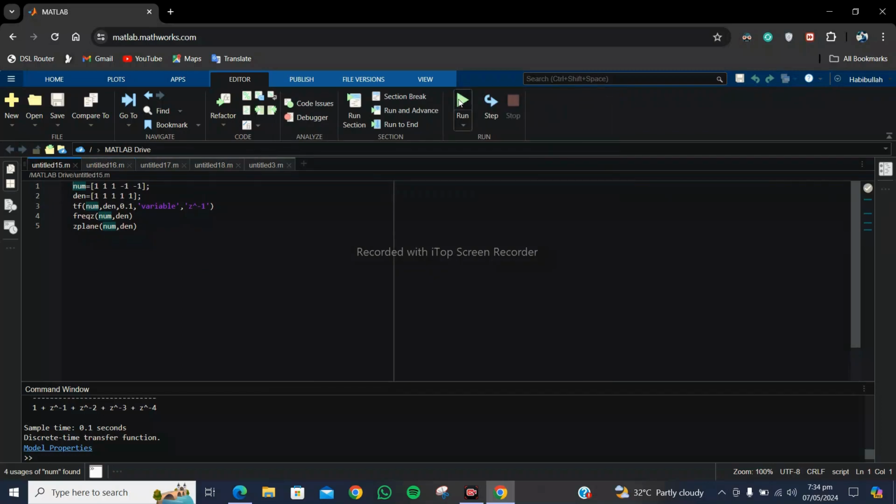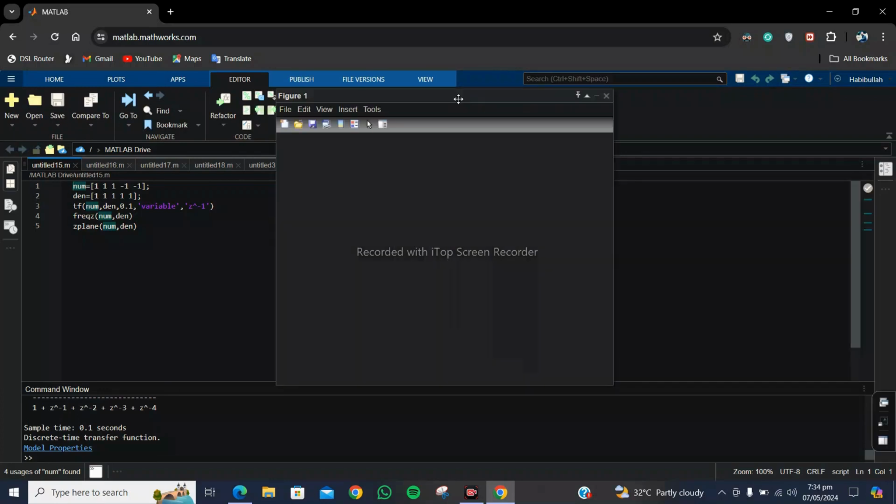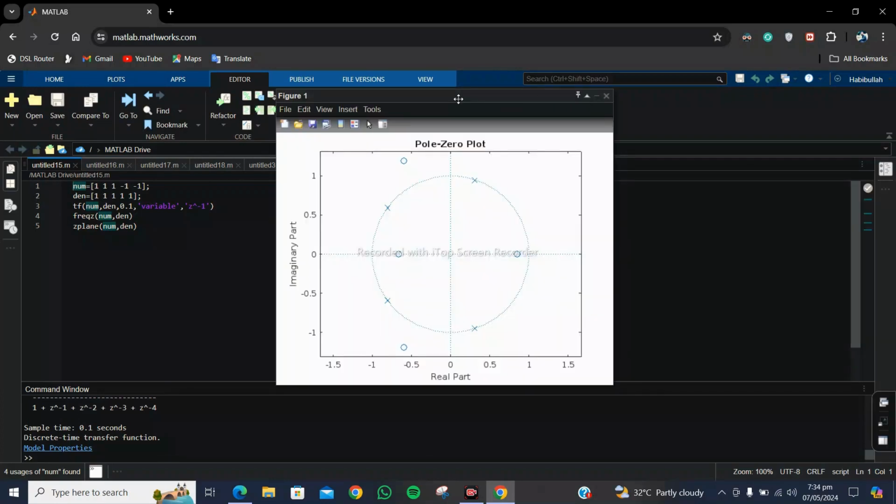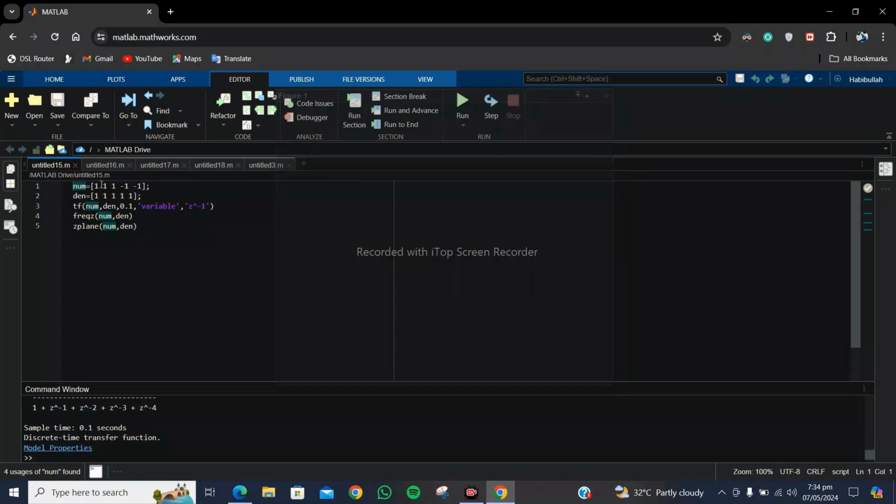Going to run this task. In this task there are also four poles, and they are conjugate to each other, but on the boundary of the unit circle. So this is also marginally stable. Now moving towards the next task.